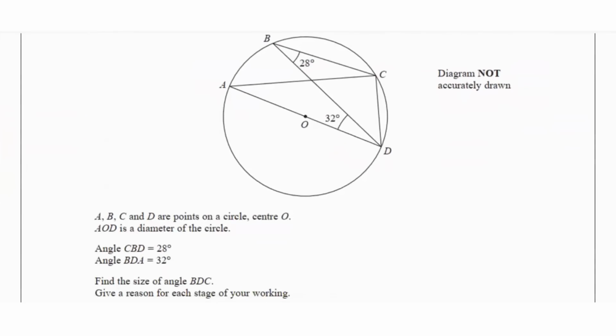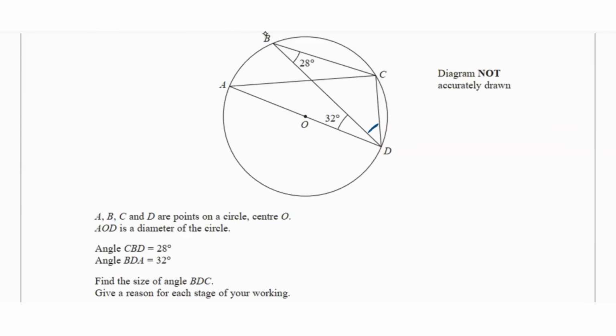Then it says that A, B, C, and D are points on a circle with center O. AOD is the diameter of the circle. So this is the diameter. Angle CBD is 28. Angle BDA is 32. We have to find the size of angle BDC. So this angle. Give a reason for each stage of your working.